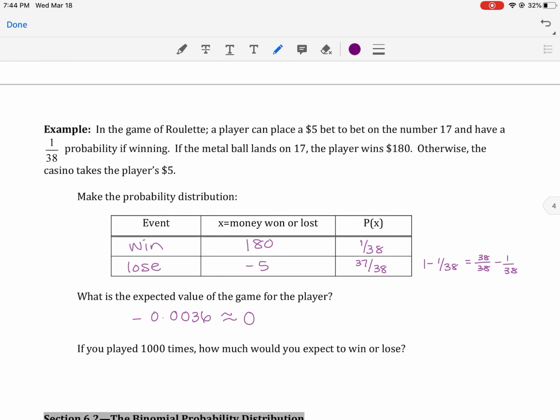In which case, the company who's having you play this game is not winning or losing any money, and therefore you're not really winning or losing much money either. However, if you played 1,000 times, if we took 1,000 times that expected value of negative 0.0036, you would end up technically losing. You'd get negative 3.6.